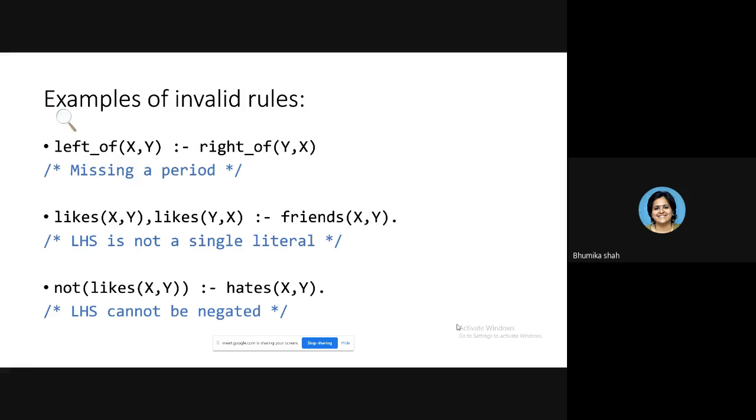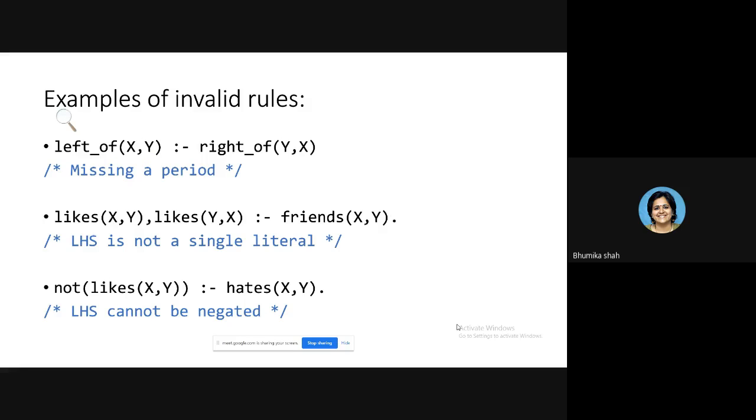Now we are going to discuss certain rules where we are having an invalid left hand side. So, invalid rules. Let us discuss that. Suppose I have written something like left of x comma y, colon hyphen right of y comma f x. See, this sounds very correct. But why is it wrong? Because a full stop is not written. At the end of the rule, you must have a full stop. So this rule is invalid.